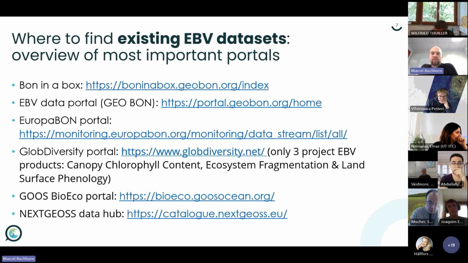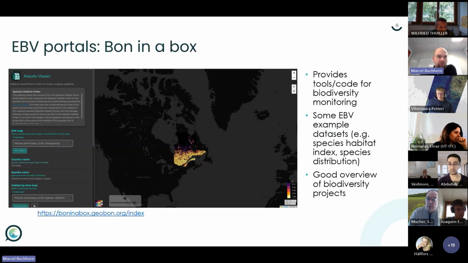Yeah, we have to find existing EBV data sets. And there are some portals out currently which are listing existing EBVs. But again, be careful, not all of them really follow the EBV definition of the GeoBON, so the GeoBON definition. So I will just mark out some of the most important as a single slide, but you will have here the links to all of these portals in order to have a look by yourself.